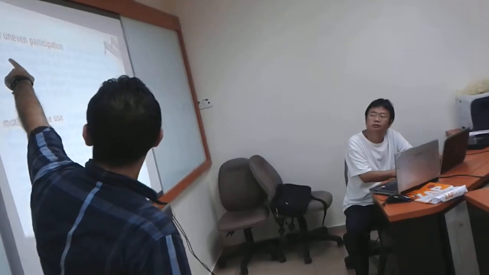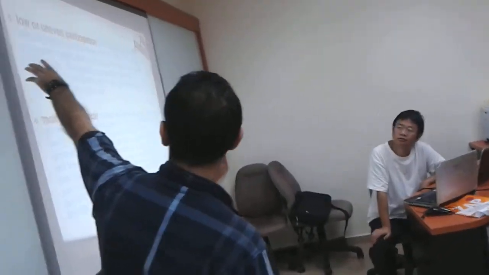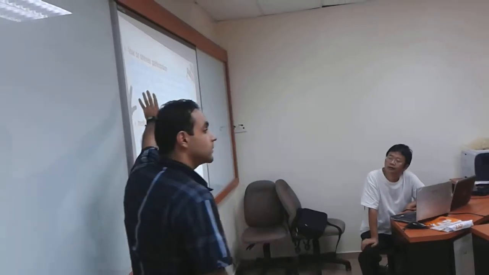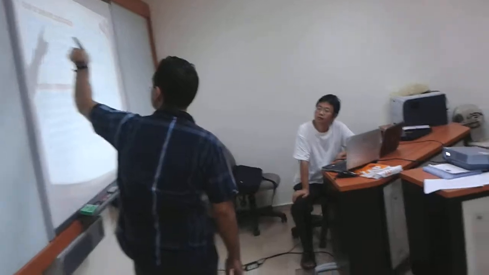Another one is low or uneven participation. This is a potential problem in speaking activities. Only one participant can talk at a time if he or she is to be heard. And in a large group, the problem is compounded by the tendency of some learners to dominate while others speak very little or not at all. So this is also a problem of speaking activities, that some students just want to talk, while others cannot say anything.